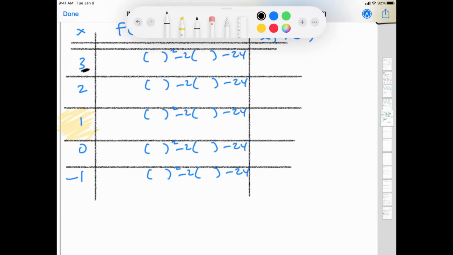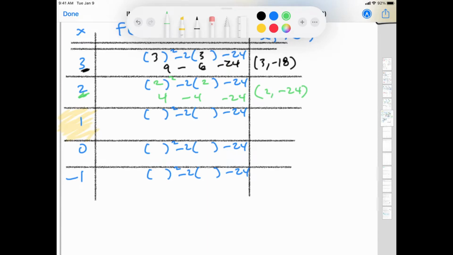Let's put in 3. That'll give me 3 times 3 is 9, minus 6 minus 24. So 9 minus 6 is 3. 3 minus 24 is negative 18. Okay, let's do 2. 2 squared is 4. Negative 2 times 2 is negative 4. And I get 0. 0 minus 24 is negative 24.